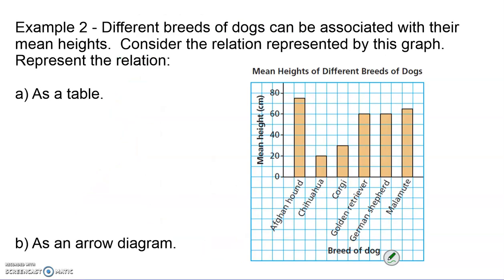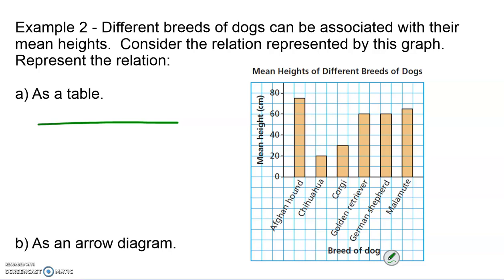Our next example is example 2. It says different breeds of dogs can be associated with their mean heights. Consider the relation represented by this graph and represent the relation as a table. So first of all, I have a graph and now I need to interpret that information as a table.